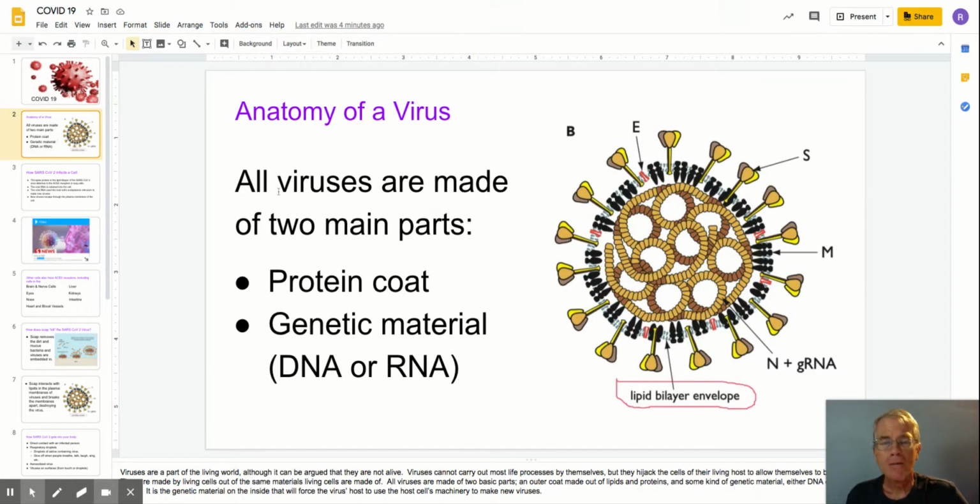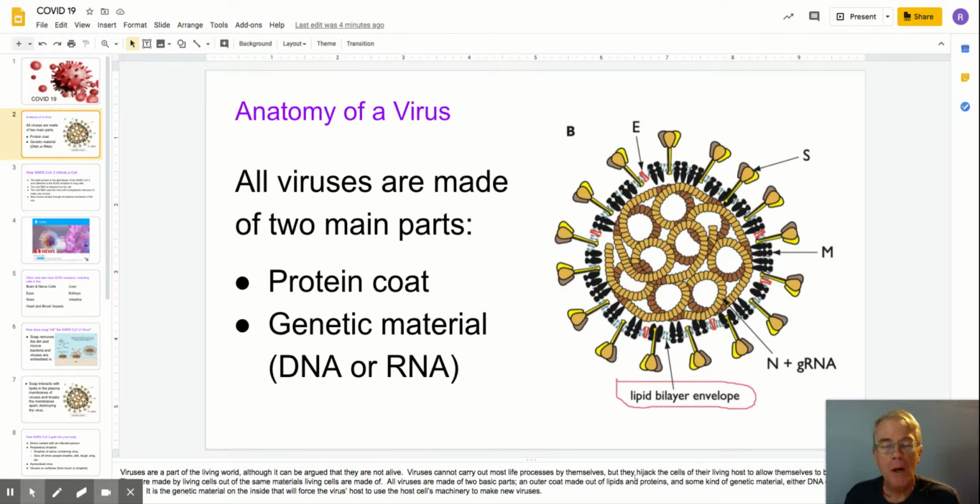So viruses are a part of the living world. Although it can be argued that they're not really alive, viruses cannot carry out most life processes by themselves, but they hijack the cells of their living hosts to allow themselves to be reproduced. Because of this, they're made up of the same kinds of materials that living things are made of.